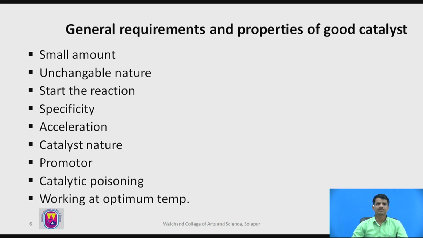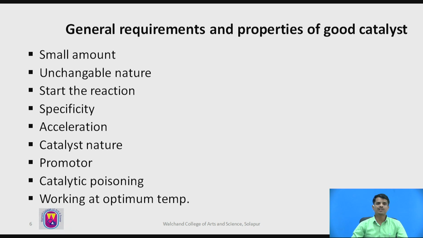Let us see first what are the general requirements and the properties of the compounds or substances to have a good catalyst. The first one, small amount. A small amount of substance is sufficient for the production of a large amount of product from reactants. For example, for the production of 2.5 liters of water from H2 and O2, only 1 milligram of platinum powder is sufficient.